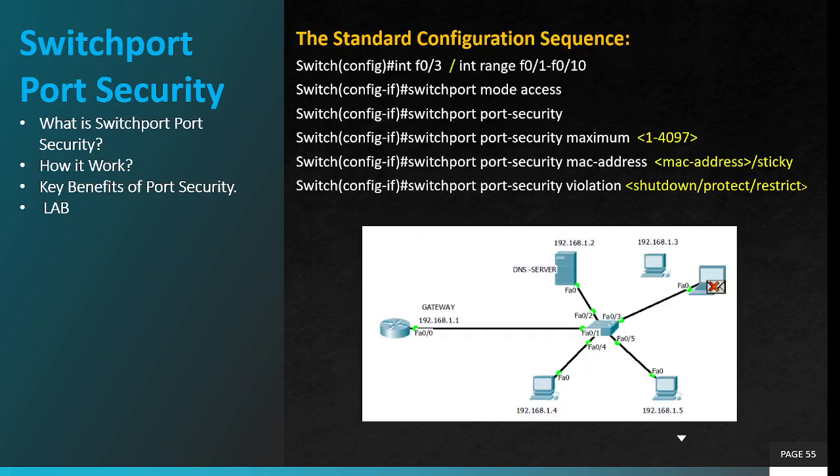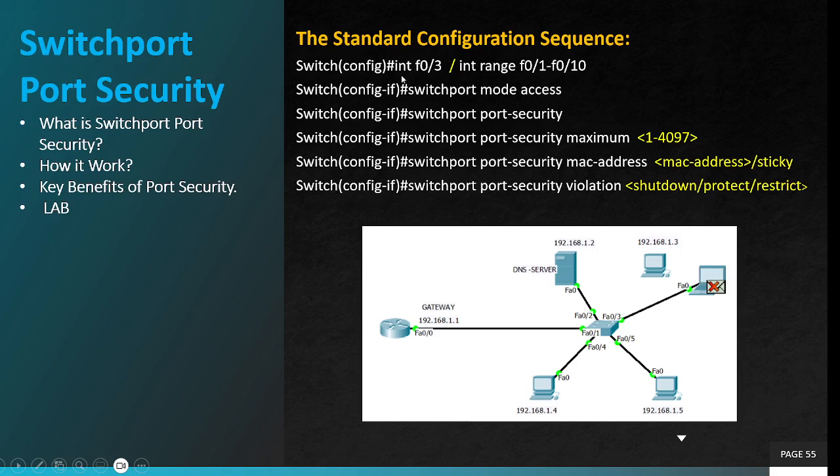After understanding the theory or the concept of switch port security, let's discuss the configuration commands. As you know, we can configure the switch through the command line, and here are the commands. First, you select the port. On which port do you want to configure the security? There are two options: either you can select one port or you can take a range.